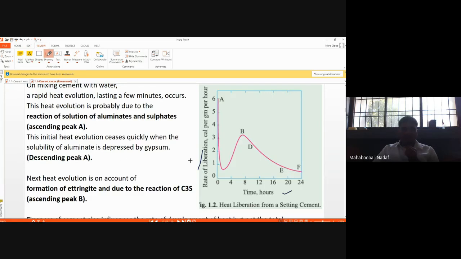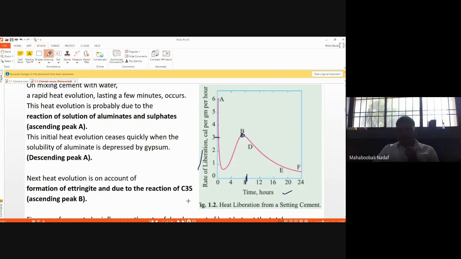Suppose you pick point B. Point B indicates 3, no? So 3 calories per gram per hour, at 8 hours. Like that you need to understand.